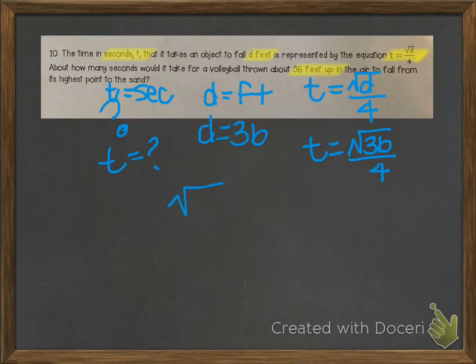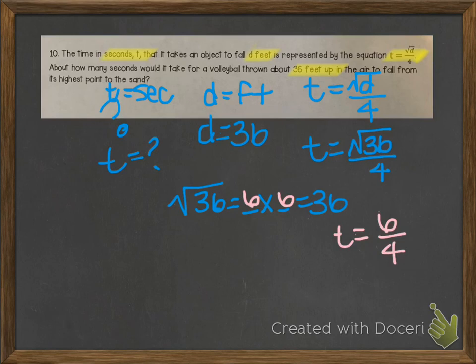The square root of 36 means what times what equals 36. And the answer to that is 6 times 6. So that means that t equals the square root of 36, which is 6, divided by 4. We could simplify that by dividing by 2 on the top and bottom, and t would equal 3 over 2. That doesn't really make sense for time, so let's convert that to a decimal.